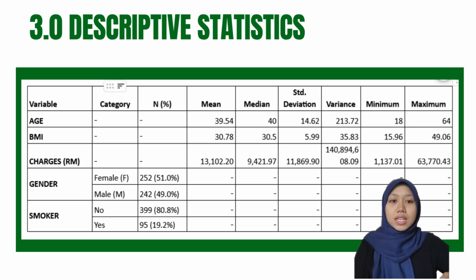Next, for the categorical variables, females represent 51% of the sample, while males represent 49%, which indicates a balanced gender distribution.